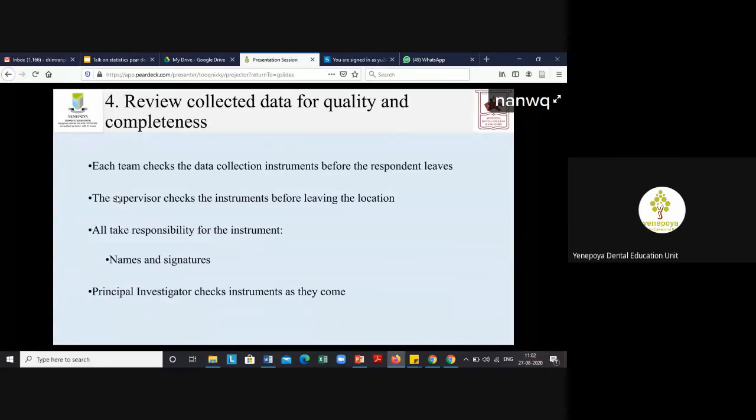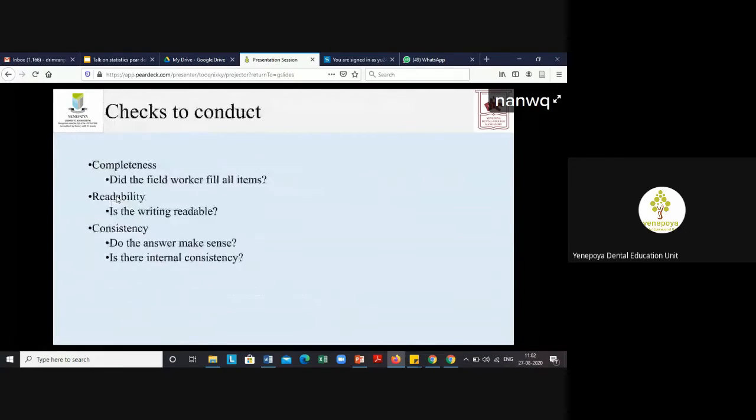I know it's very difficult, but you have to do it. There is no other way about it. The checks to be conducted are for the completeness of the data.